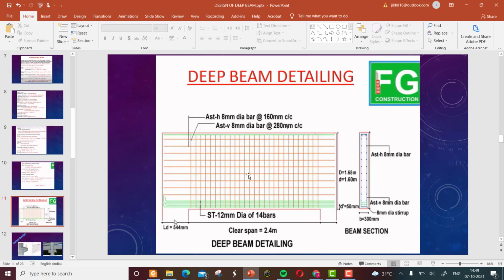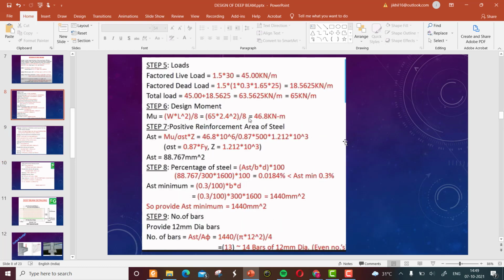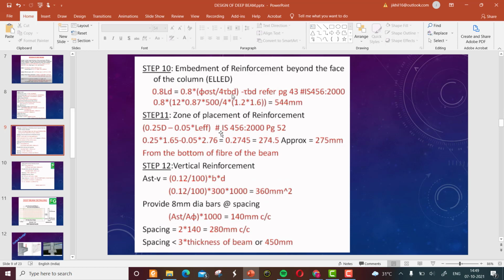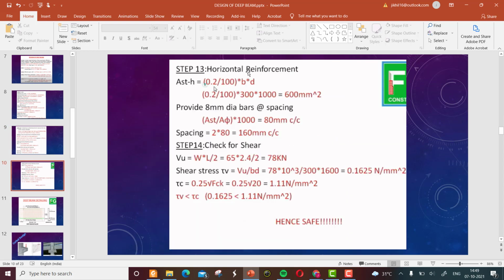So the last portion of this problem is on the detailing. So we have found the positive reinforcement required for taking the moment. We found the location where the same has to be placed. We found the minimum vertical reinforcement required as well as the horizontal reinforcement. Now it's time to do the detailing.